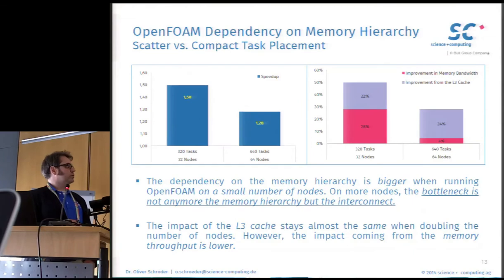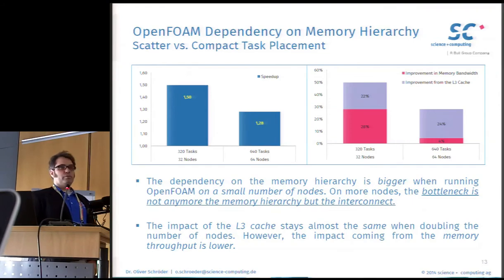So we could argue here that the memory hierarchy is less of a bottleneck than the interconnect as the number of nodes increases, which is not completely contradictory to what you would expect. But I said before, we have 2 different effects from the memory hierarchy. Namely, we have twice the amount of cache, and we have an increased memory bandwidth. And we try to decompose which is which.